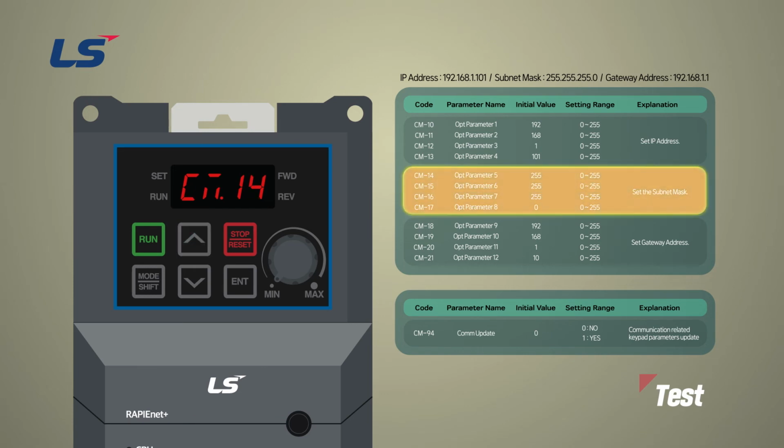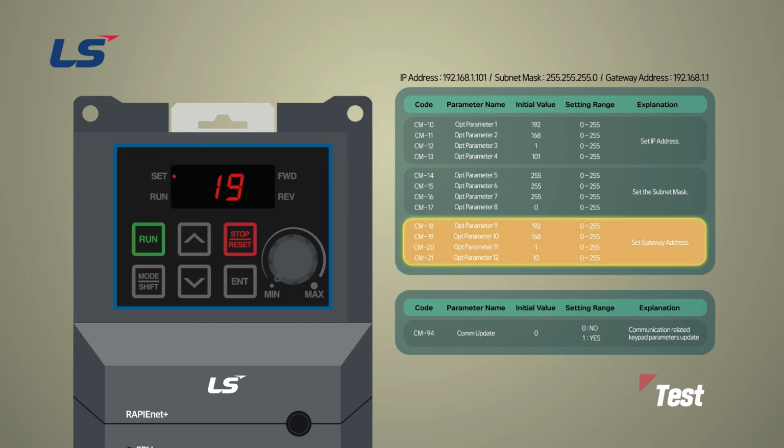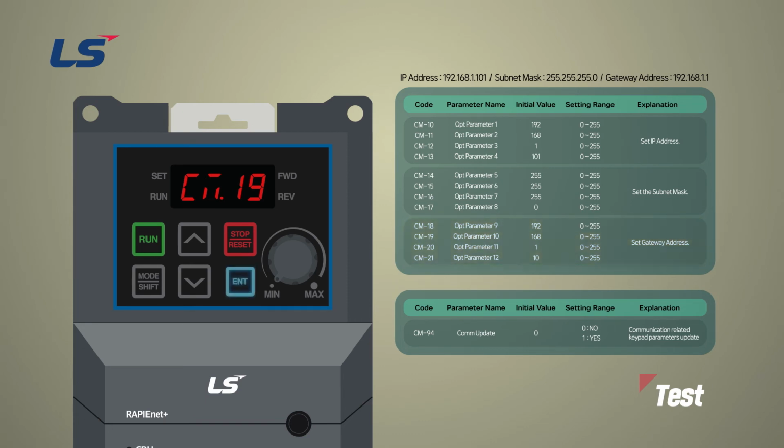Next, the subnet mask is set in CM group numbers 14 to 17. Finally, the gateway address is set in CM group numbers 18 to 21. After setting each parameter, set CM group 94 to 1 to save the changed value.